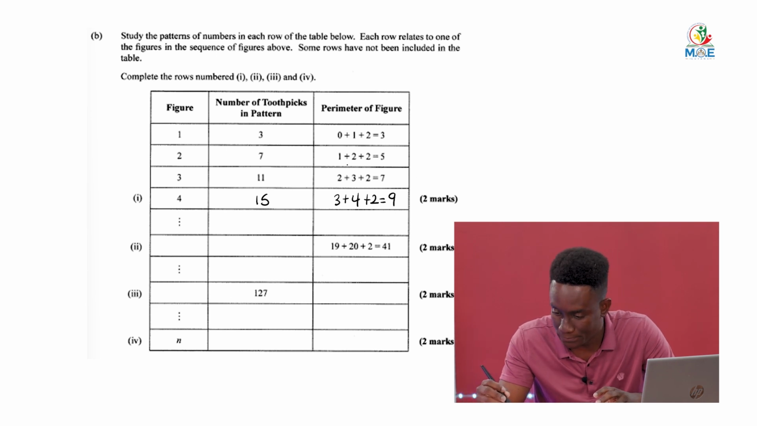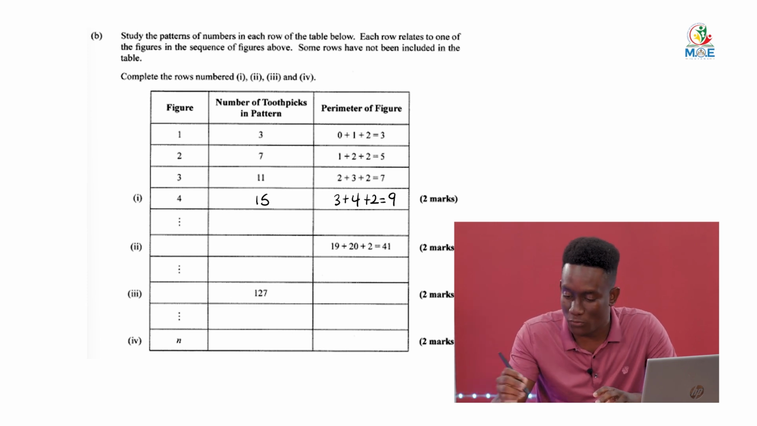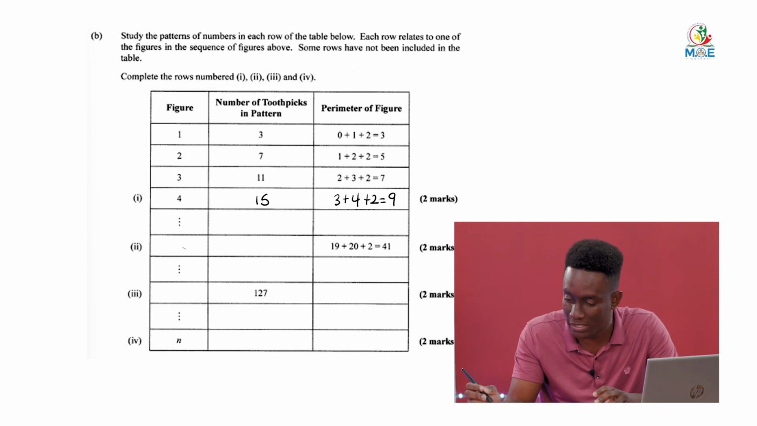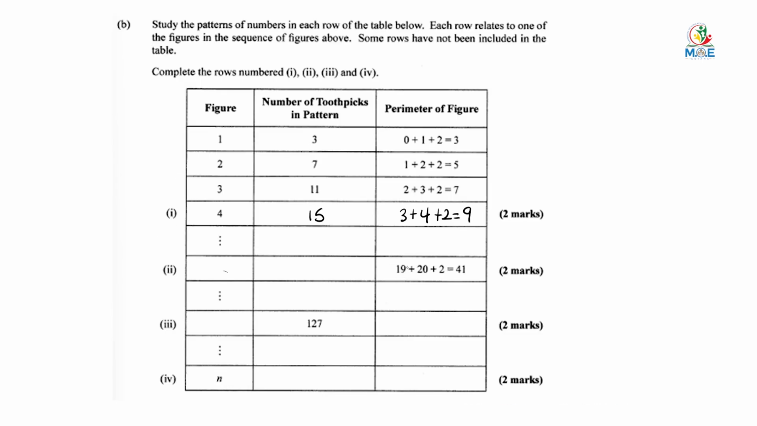So how are we doing? This is 2 and this is 3, so we're just subtracting 1. So since this is 3, this will be 4. So we do the same thing there. So let's move down. So we have this one here. So we want to complete the figure and also the number of toothpicks. So we see here's 19. So that means here would be 20.